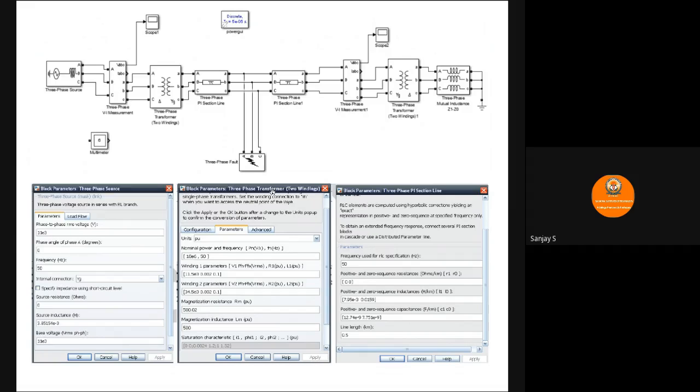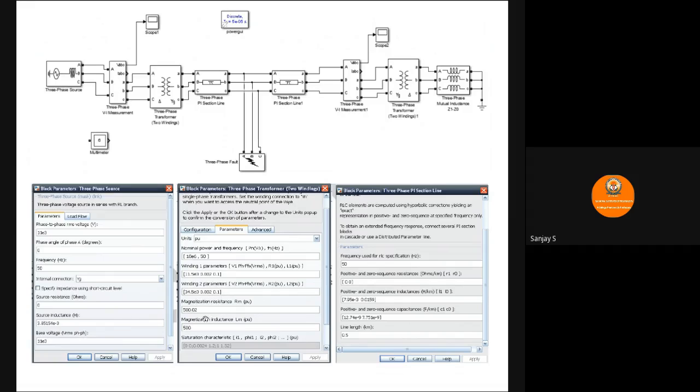Next you have the three-phase transformer, two windings. Here the nominal power is given in the rating of the machine in the problem, which is 18 megawatts, frequency 50 hertz, winding 1 voltage 11.5 into 10 power 3, that is 11.5 kV, and we are not going to change R1 and L1. We'll retain the default values. Winding 2 voltage is 34.5 into 10 power 3, that is 34.5 kilovolts. And then R2 and L2 we will retain at the default values in the software.